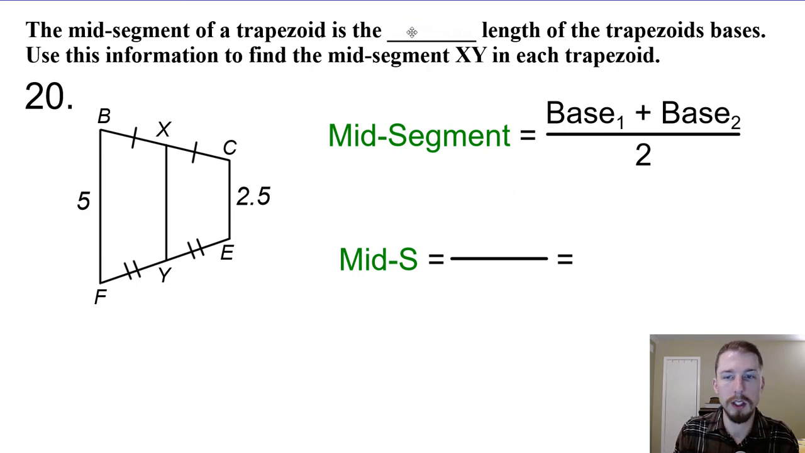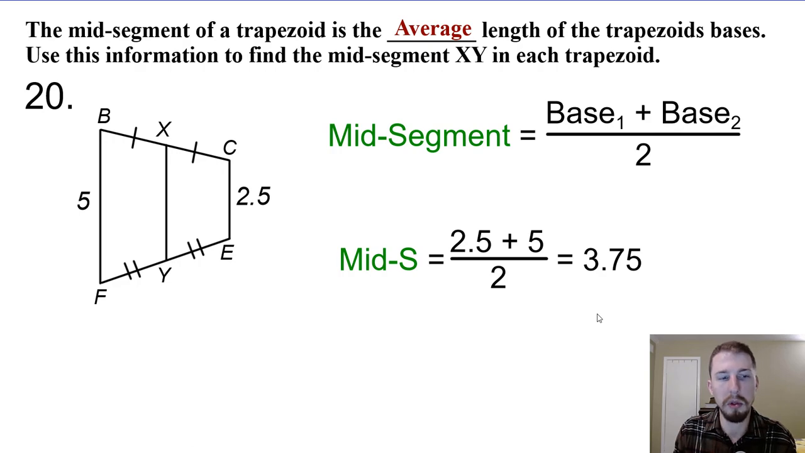The mid-segment of a trapezoid is the blank length of the trapezoid's bases. Well, if we add them together and divide by 2, we're taking the average. So it is the average. So just find the mid-segment. Add them together, which is 7.5, divided by 2, which would be 3.75. So pretty simple.